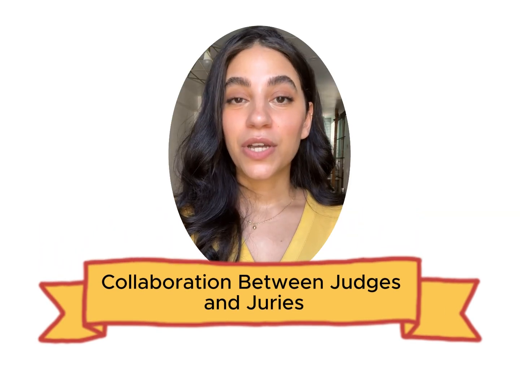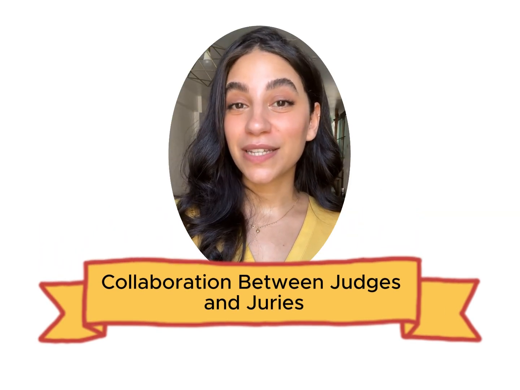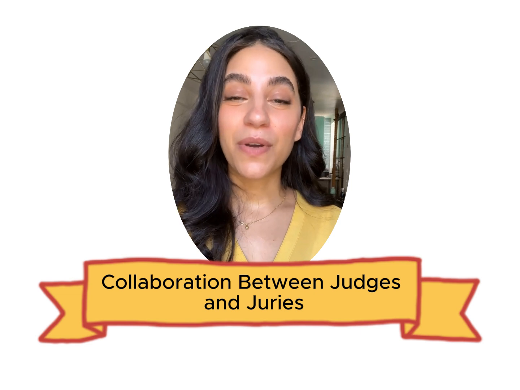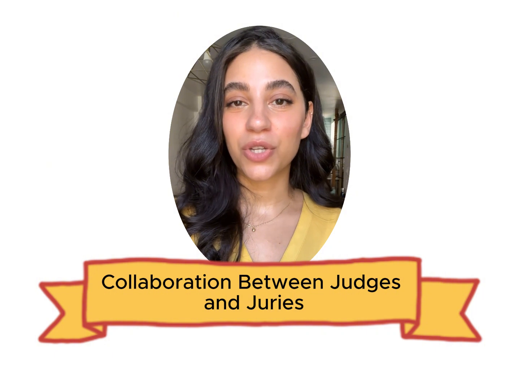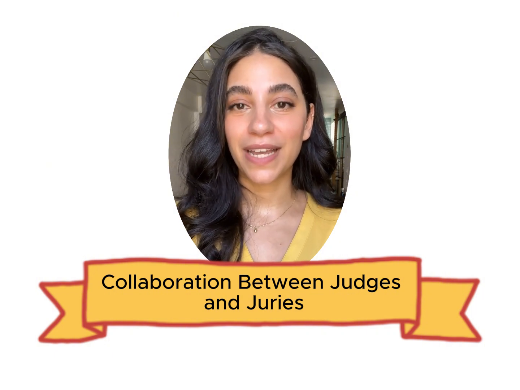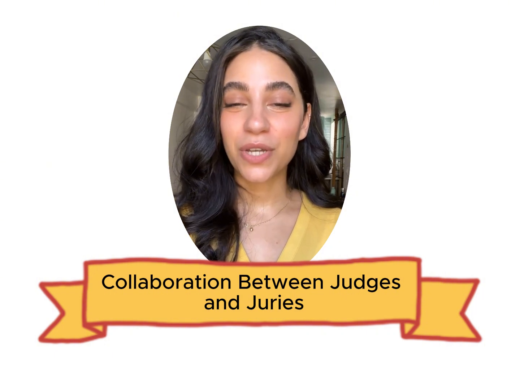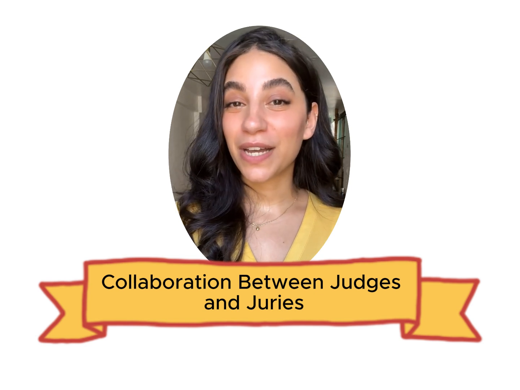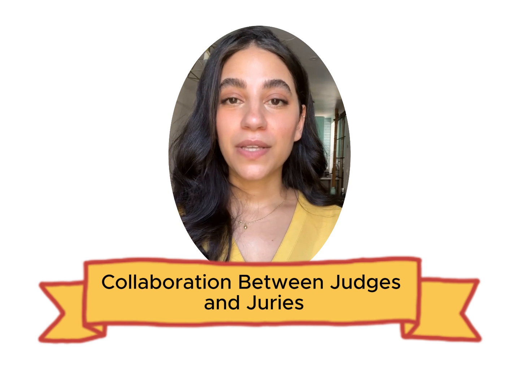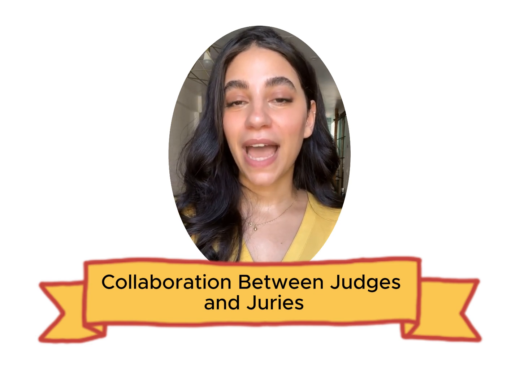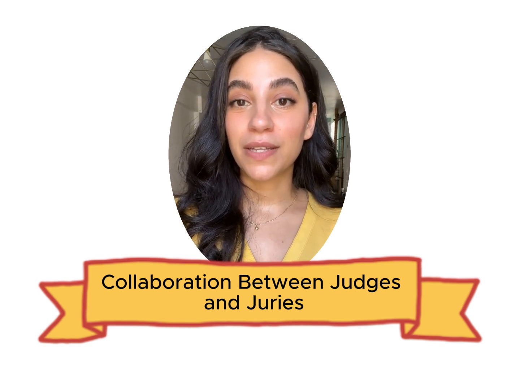Now, how do judges and juries work together? The judge sets the stage by ensuring that only admissible evidence reaches the jury. Once the evidence is in their hands, the jury interprets it to arrive at a verdict. This collaboration is essential. Judges ensure the process is fair and follows the law, and juries bring their collective life experiences and common sense to weigh the facts and determine the truth.